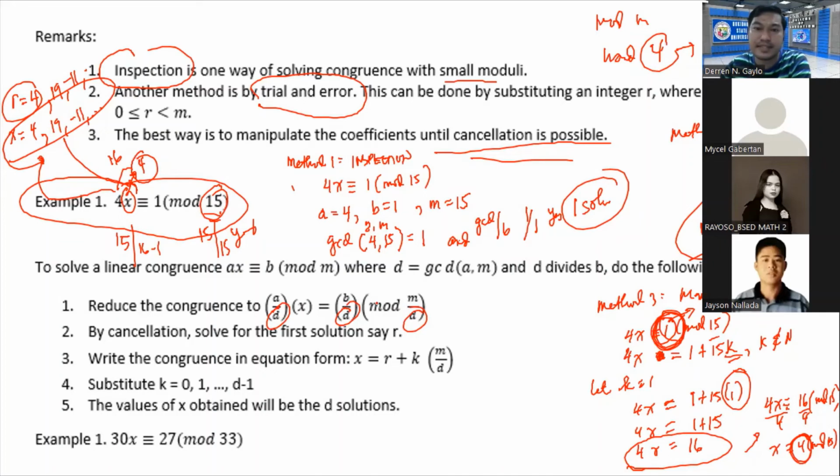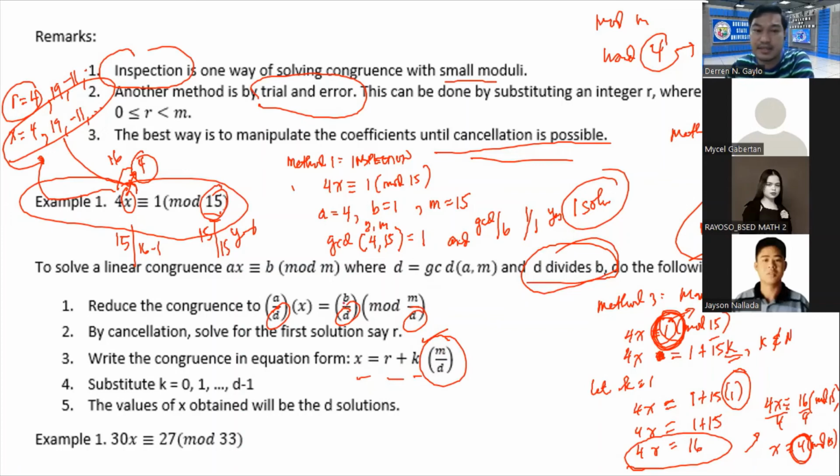This is just possible if D divides B, no? Ang GCD nag-divide sa B. By cancellation, solve the solution, say R, and then write the congruence in the form X is equal to R plus K times M divided by D. So substitute K, pwede ka mangitag mga K nga 0, 1, and then the values of X obtained will be the solutions. Pero dili kay siya inga naka-clear. One way to clarify it is to solve a sample. So let's have this example.